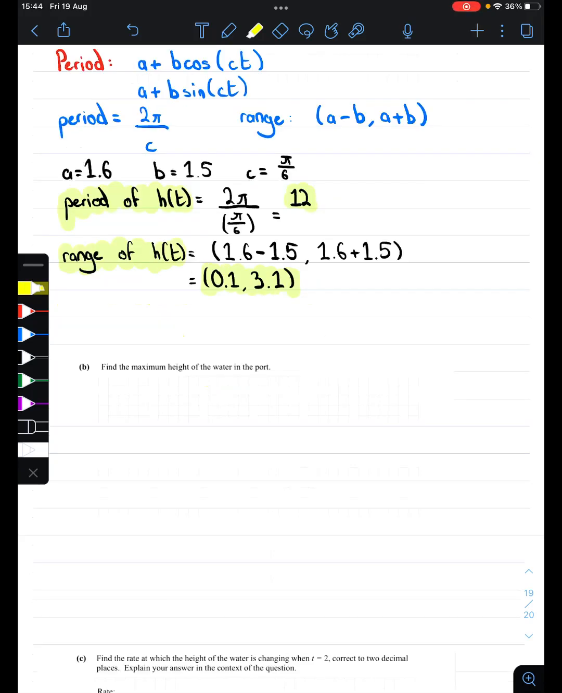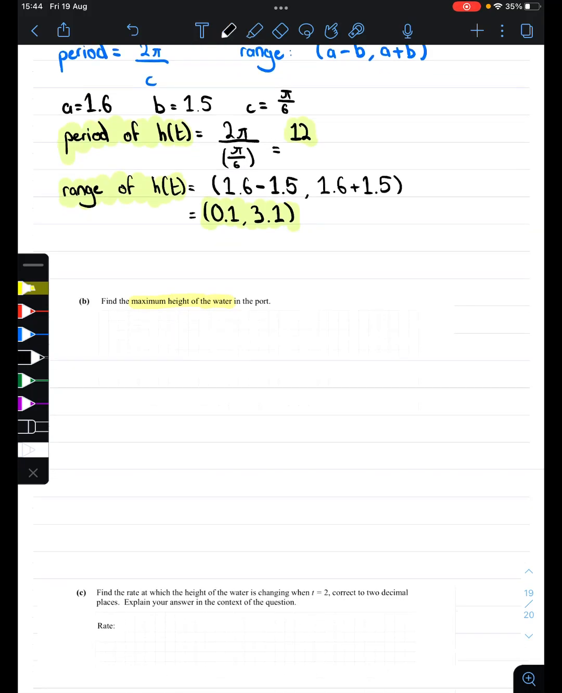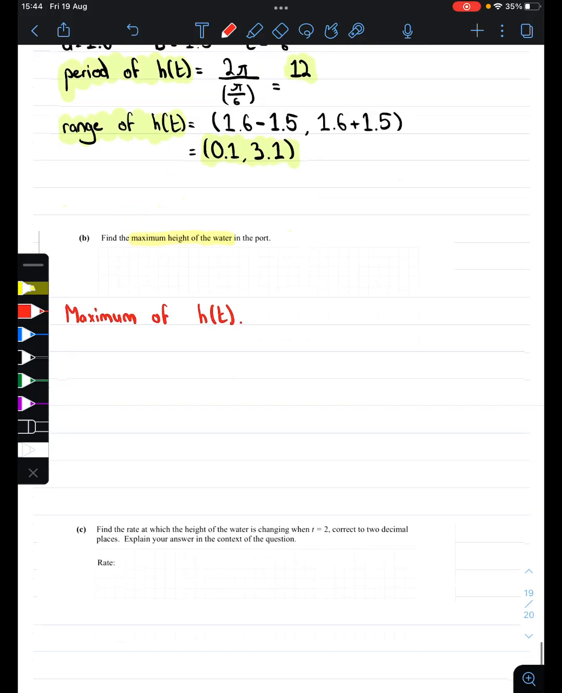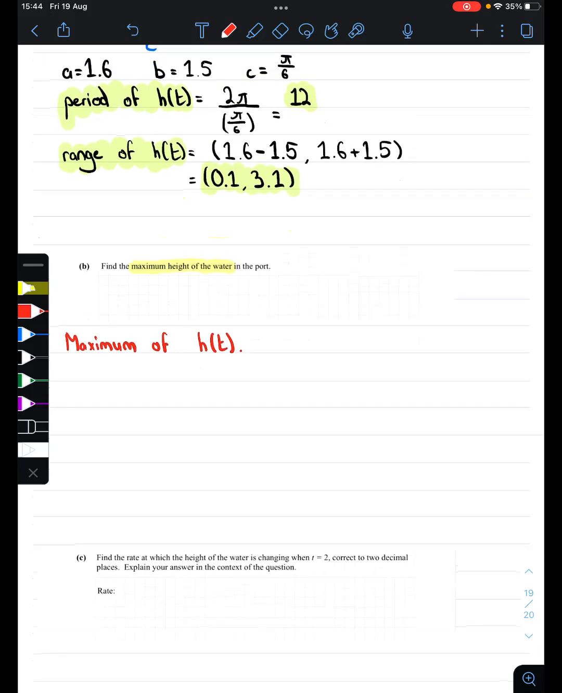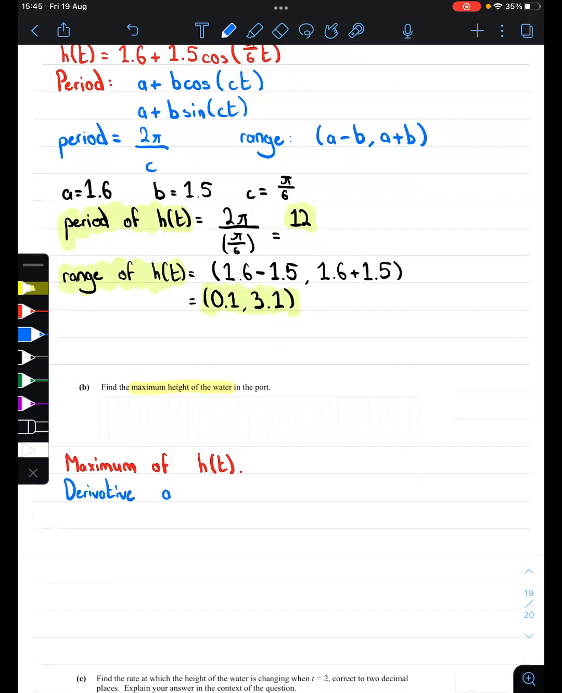Now on to part B, find the maximum height of the water in the port. So we're looking for the maximum of h of t. And the typical way that we would go about this, whenever you see maximum in regards to a function, you should immediately be thinking derivative. You find the derivative of h of t, and the second derivative is negative.